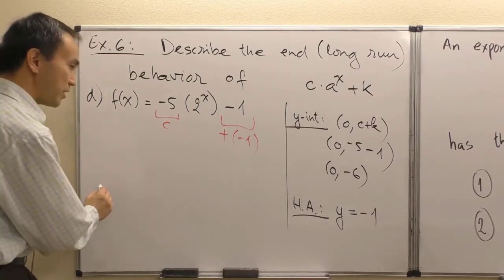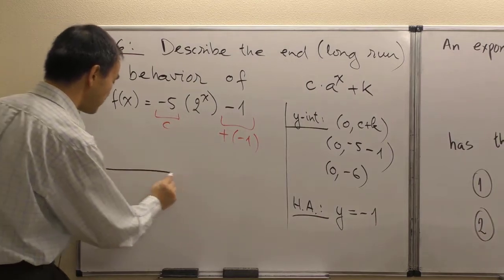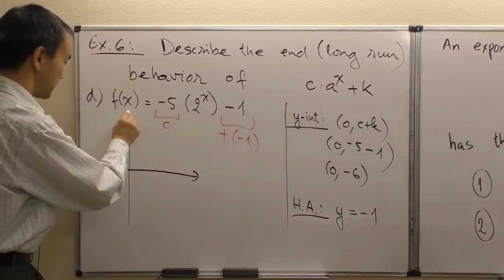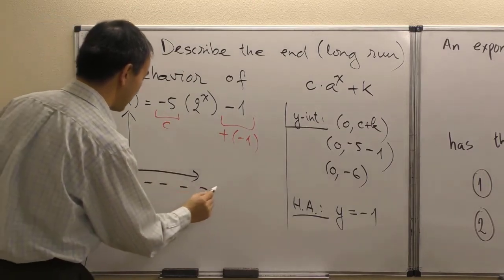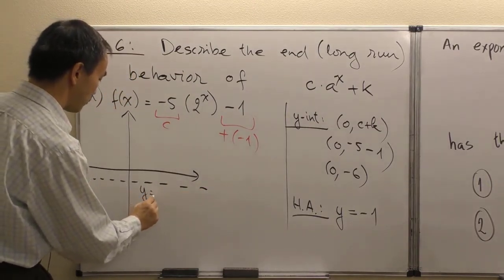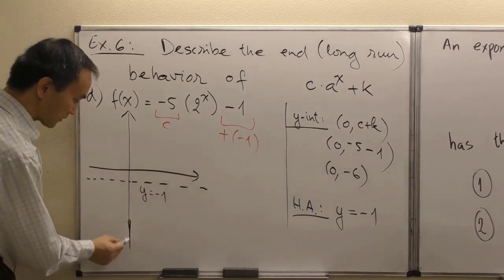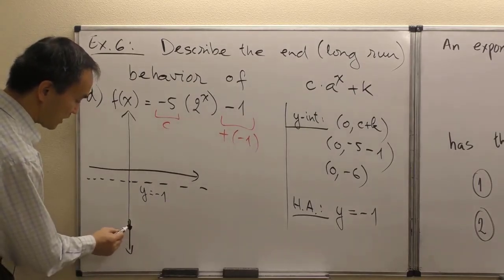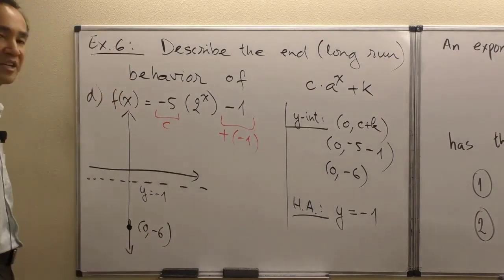Let's put this in our graph. In the graphing space, the horizontal asymptote, y equals negative 1, is somewhere down here. And then the y-intercept is even further down, (0, negative 6). Forgive me if I'm off scale right there.